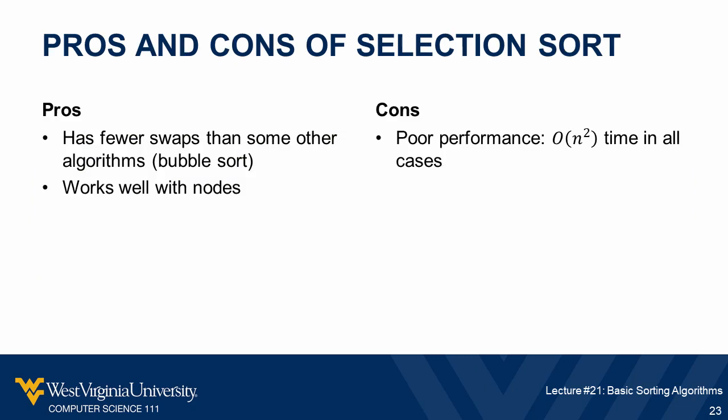Pros and cons of working with selection sort. As I mentioned, there are some differences with time complexity that might not be entirely obvious. One of them is that selection sort does actually require fewer swaps than if we were to do something like bubble sort that we're going to take a look at next. Selection sort also works pretty well if we're going to work with nodes. We can make those swaps with our values. The big negative to it is just the fact that it has pretty poor performance. It's that n squared time for best, worst, and average cases.